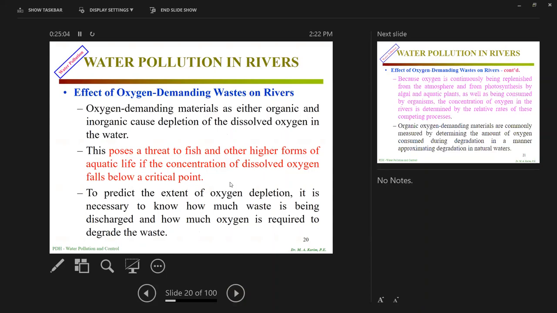How do they do it? Because the microorganisms, bacteria, viruses, if we do the aerobic process, they need oxygen. They take oxygen and they eat or decompose those organics. So that's the reason they call it oxygen demand. The organic works as a substrate, food for the microorganisms, and oxygen works as an electron acceptor for this. This causes a threat to fish and other higher forms of aquatic life.